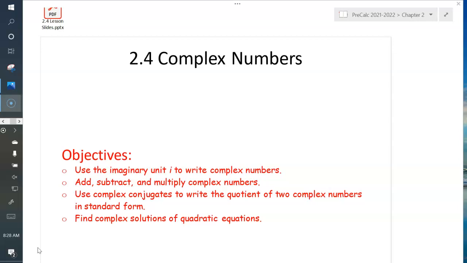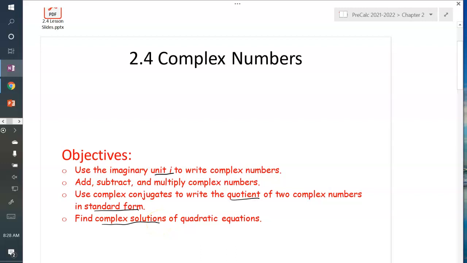In this video, we're going to use the imaginary unit i to write complex numbers. We're going to add, subtract, and multiply our complex numbers. We're going to use complex conjugates to write the quotient of two complex numbers in standard form. And we're going to find complex solutions of quadratic equations.